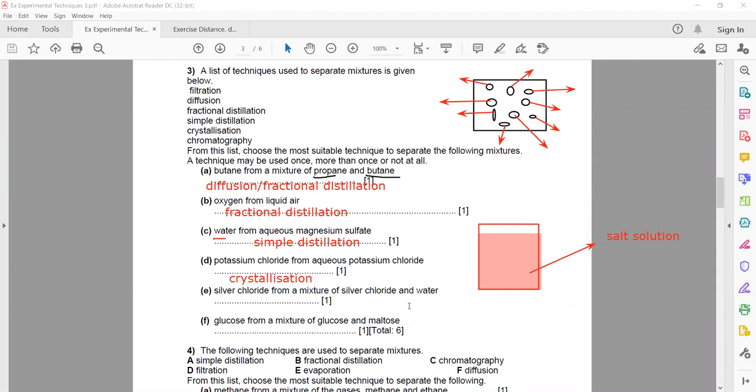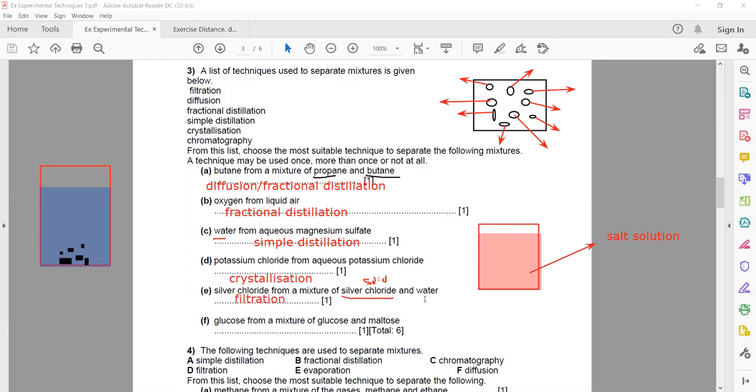A silver chloride from a mixture of silver chloride and water. As we discussed, most chlorides are soluble except silver, mercury, and lead. So this is insoluble, so this will be solid. Right now we don't have a salt solution. Basically we have a container filled with water and a solid silver chloride, and we want to separate it from the water. So what can we use? We can use filtration.